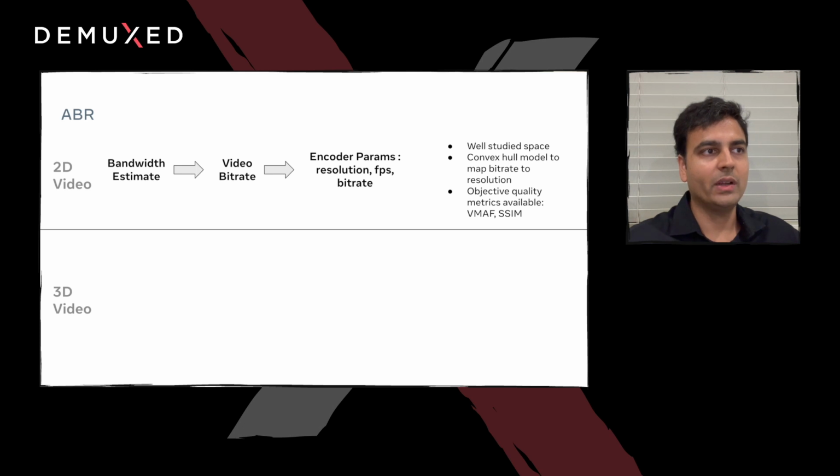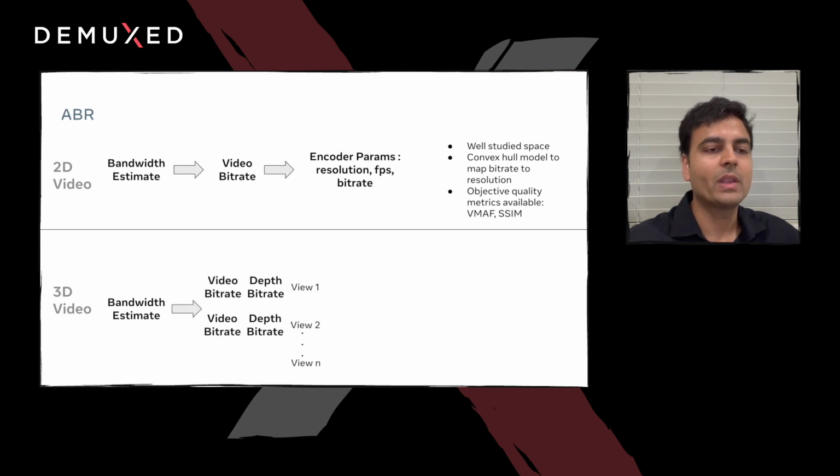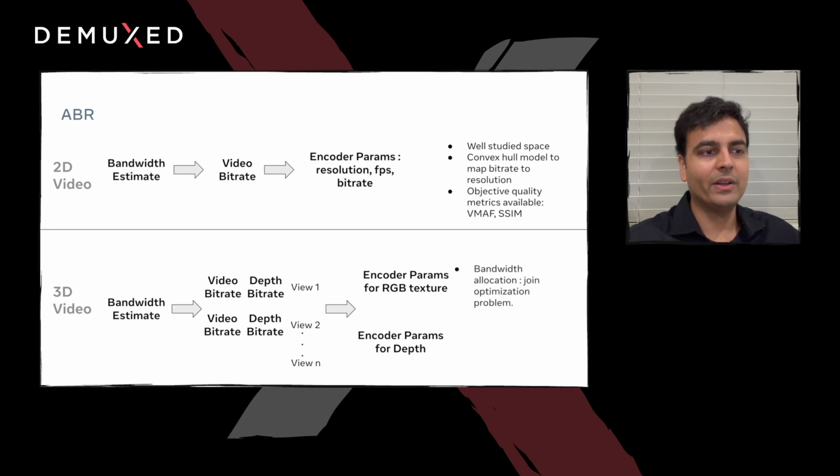For 3D calling, however, it's more complex. You start with a bandwidth estimate here, but you need to translate it into video and depth bitrates for each of the views. From there, you need to determine the encoder parameters for RGB texture and for depth. So as you can see, translating a bandwidth estimate to bitrates for each of the individual streams is a joint optimization problem and it's not straightforward. It needs an understanding of the relative importance of each of the streams on the final hologram quality. We don't have a model such as a convex hull model which can help us map bitrate to resolution for depth. We also don't have any well-defined quality metrics here which can be used.